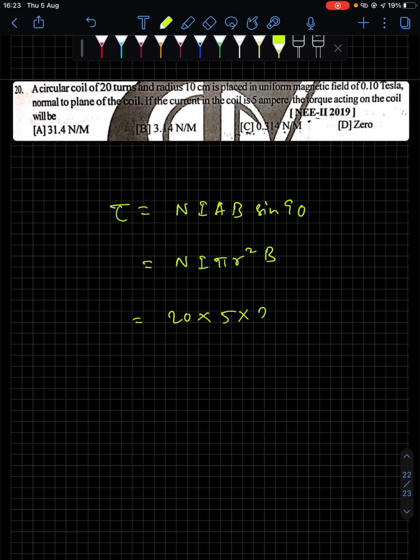pi 3.14, radius is 10 centimeter, 10 to the power minus 1 whole square, into B magnetic field is 10 to the power minus 2. So on calculation you get 0.314 Newton meter. Option number C. Okay, so this is what we have in the classroom questions, and you can try out the assignments and let me know your confusions. Thank you.